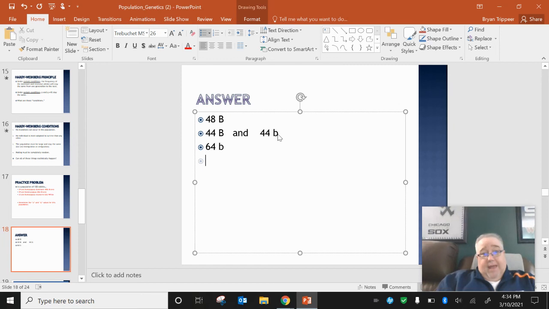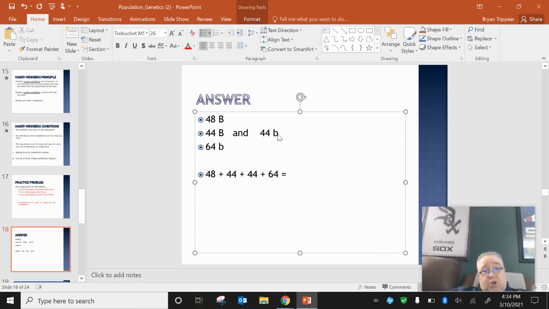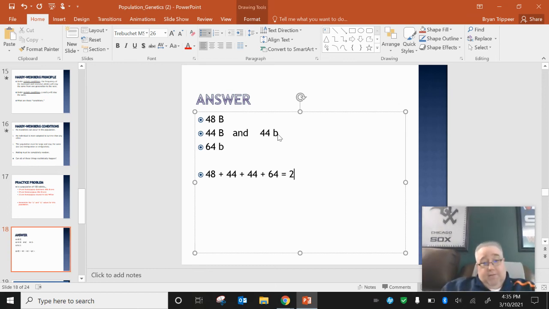So now let's go ahead and add these all up, right? 48 plus 44 plus 44 plus 64. Add those up, you should get a total of 200, right? 48 plus 44 plus 44 plus 64, right? You get a total of 200 alleles.